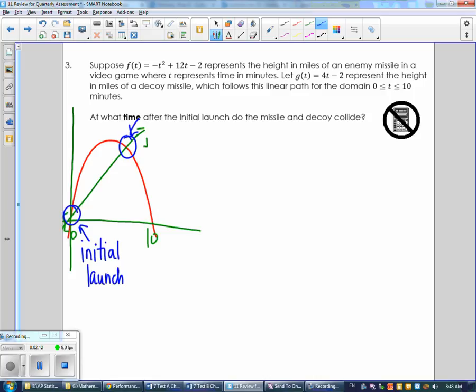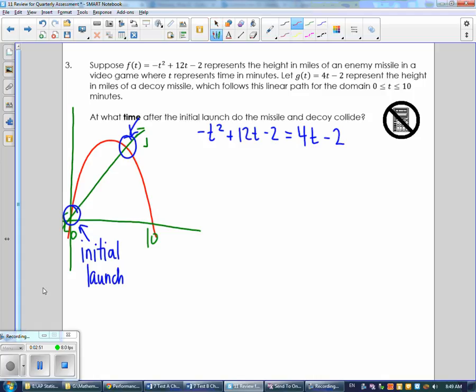I essentially want to figure out where f of t and g of t are the same. And so if I set them equal to each other, negative t squared plus 12t minus 2, I want to know where is that the same thing as my linear equation, 4t minus 2. Because this is a quadratic equation, and to solve any quadratic equation, you want to get it in standard form, I basically want to get all the terms on one side of the equation and 0 on the other. It also helps when I'm factoring if my squared term is always positive. And in this case, the way it starts, my squared term is negative.